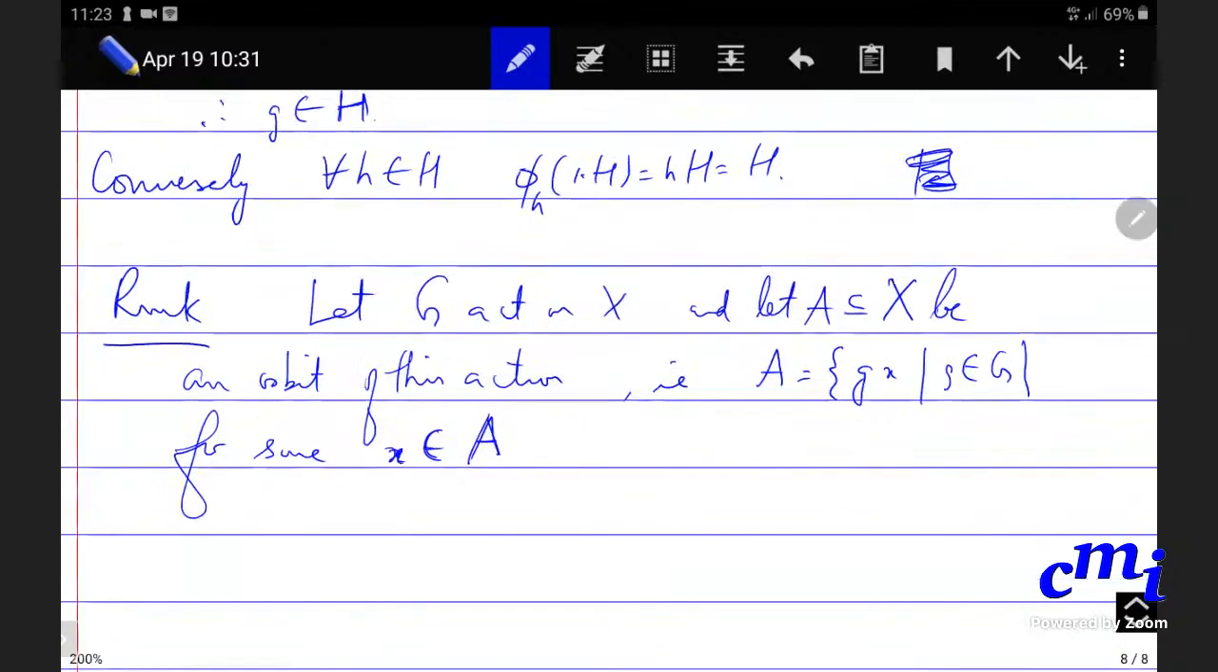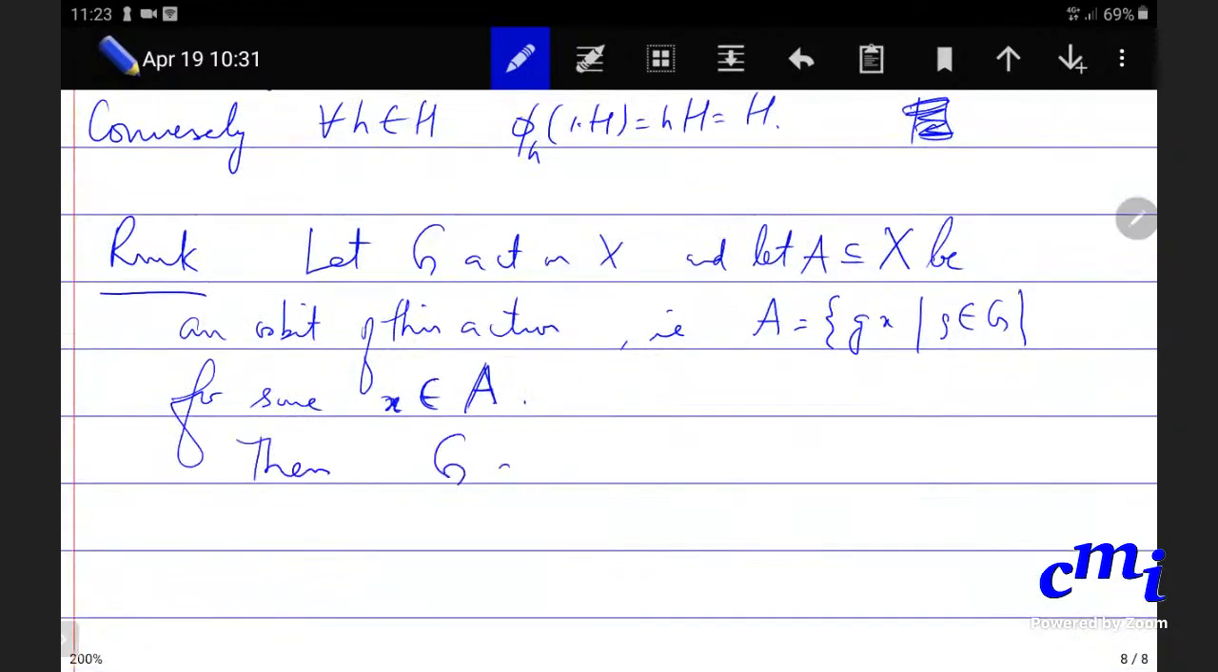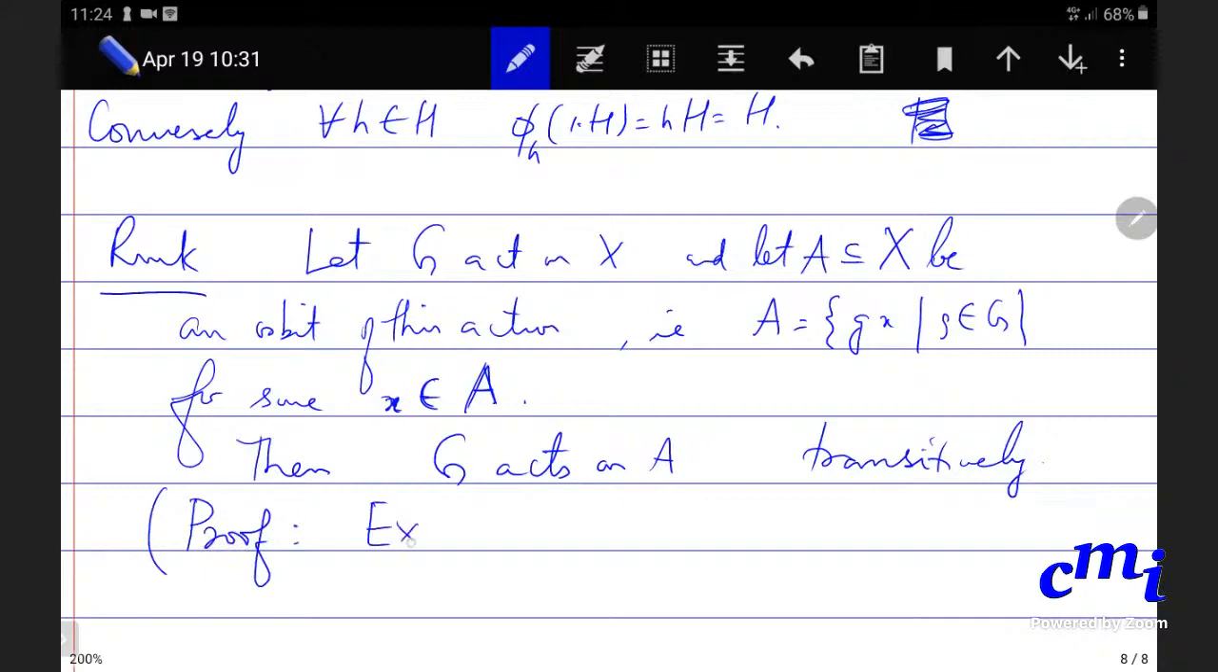Then G acts on A, restricting the action, and this action is transitive. The proof of this is left as an exercise. You should do it to make sure that you understood the definitions. It essentially follows from the definitions, and therefore you should do it to convince yourself that you understood them.